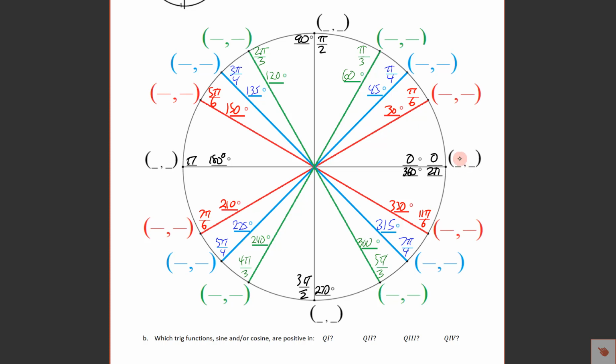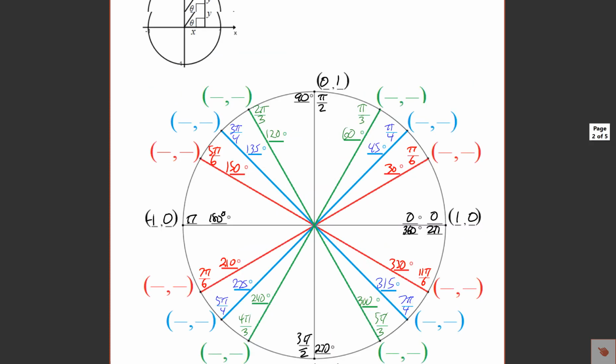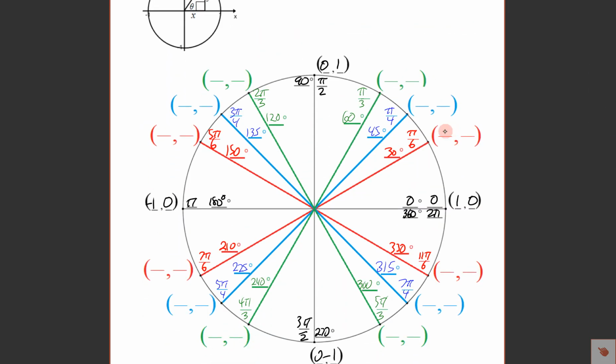Coordinates. 1 comma 0. Yes. 0 comma 1, negative 1 comma 0, 0 comma negative 1, and then we're all the way around full circle. Let's do the red ones. 30-degree reference triangle. Hey, wait a minute. We know what this one is. This one is radical 3 over 2, comma what?